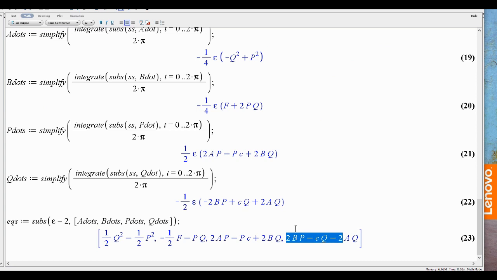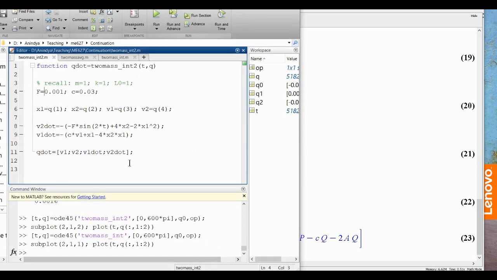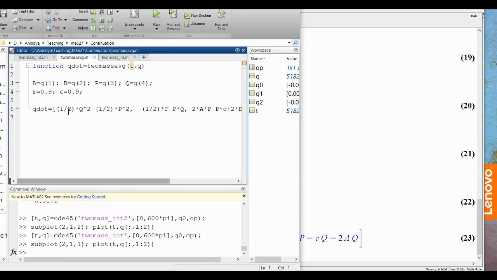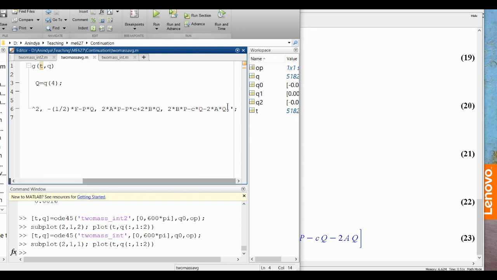Okay, let's go to MATLAB and you will see I have now this averaged equation. There it is. Okay, Q dot. I've put F equals 0.9, C equals 0.9 because that epsilon has gone away. Now this was the value. Now in terms of putting epsilon equals 2 here, I'm just changing the time. Those numbers don't change. If you think about it, it should be clear. Here is the slow flow. Okay, very good.